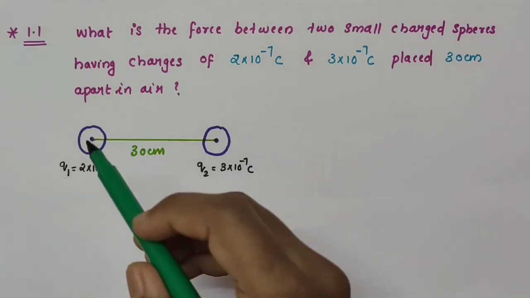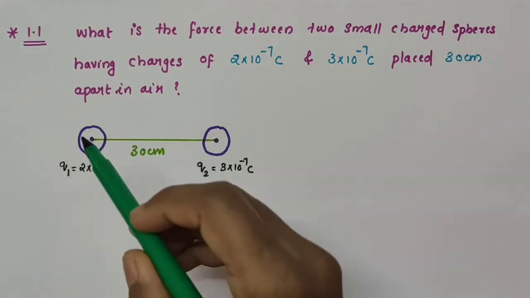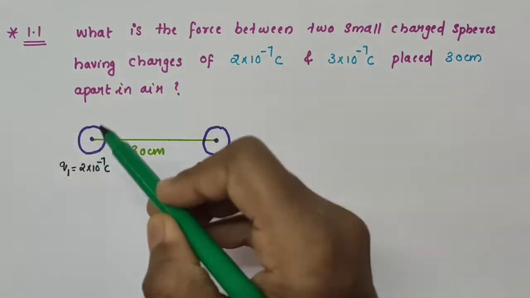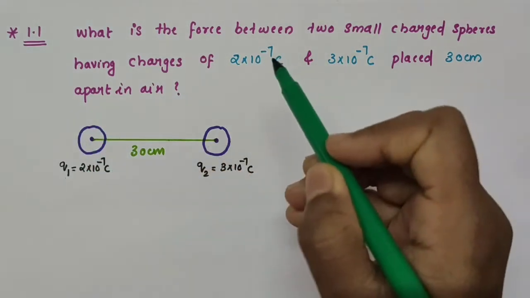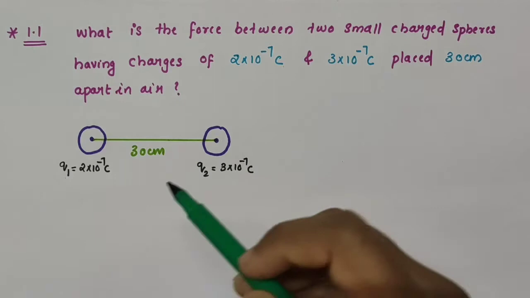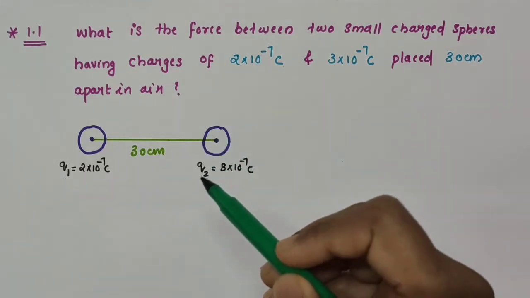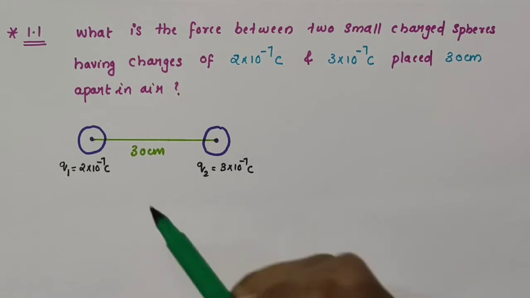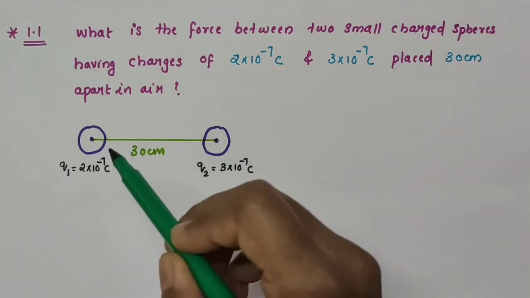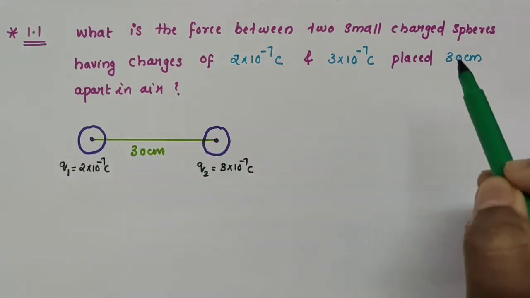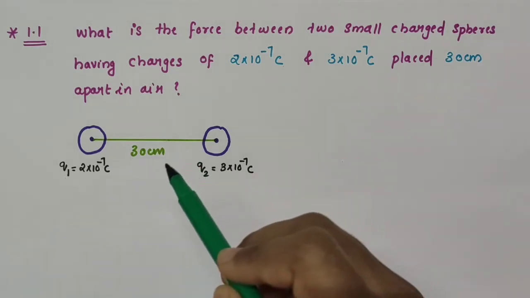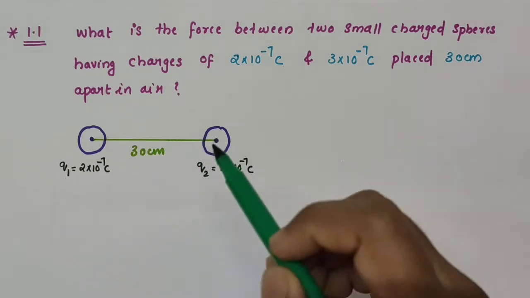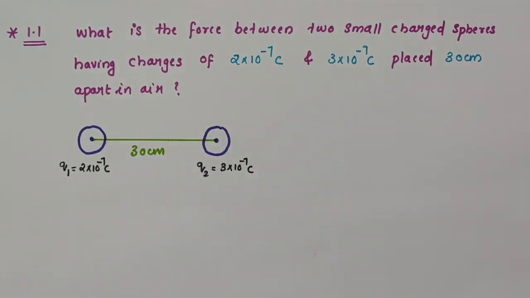So we have two small charged spheres. Let the charge of this sphere be Q1, which is equal to 2 into 10 raised to minus 7 coulomb, and let its charge be Q2, which is equal to 3 into 10 raised to minus 7 coulomb. And these two charged spheres are separated by a distance of 30 centimeters. And we are asked to calculate the force between these two small charged spheres.